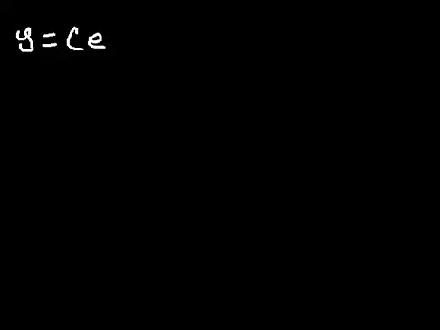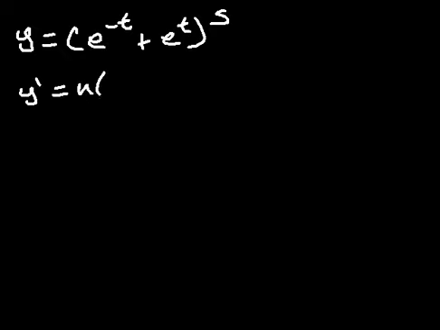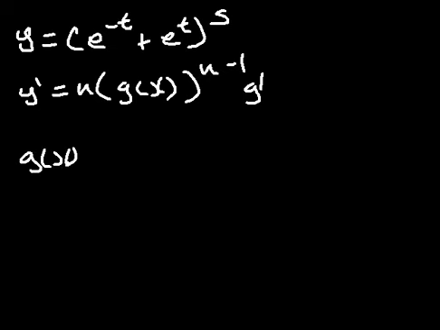Let's say you have y equal to (e to the power negative t plus e to the power t) to the power 5. What is the derivative of this function? Now we're going to use the chain rule, which is that y prime is given as n times g of x to the power n minus 1 times g of x prime. That is the formula for the chain rule, of which we have the inner function given as g of t, since the function is of t.